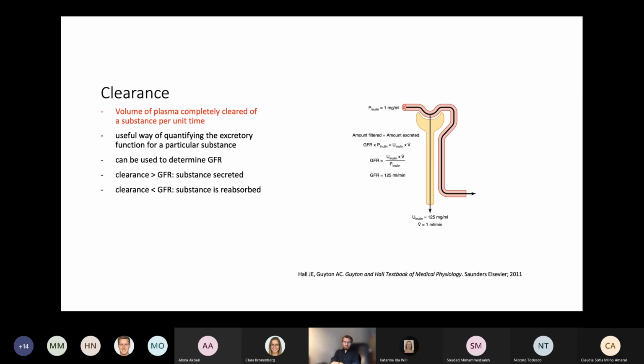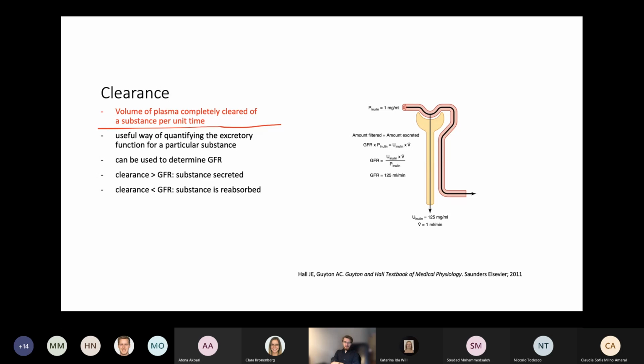Clearance is basically a useful way of quantifying the excretory function of a particular substance. Why is this important? If a clearance is greater than the glomerular filtration rate, we can say the substance is actively secreted into the tubular lumen. If the clearance is less than the glomerular filtration rate, the substance is reabsorbed.